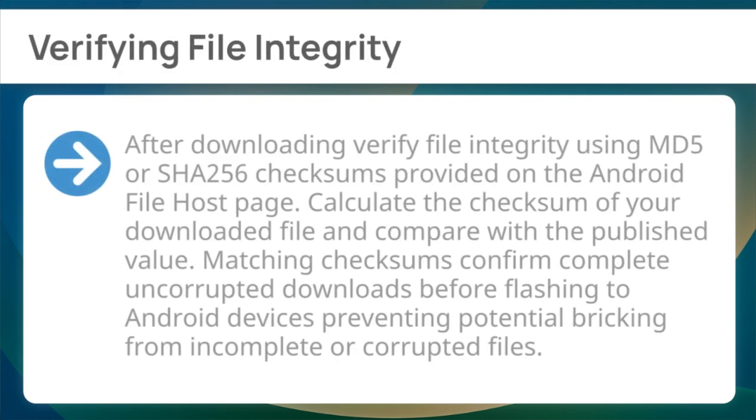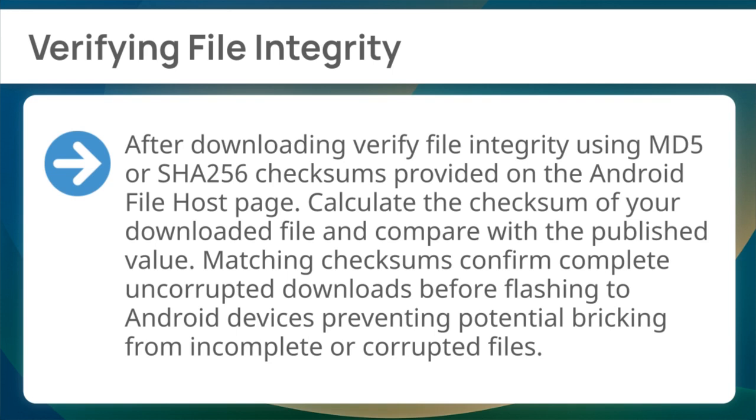Finally, verifying file integrity. After downloading, verify file integrity using MD5 or SHA-256 checksums provided on the Android File Host page. Calculate the checksum of your downloaded file and compare it with the published value. Matching checksums confirm complete, uncorrupted downloads before flashing to Android devices, preventing potential bricking from incomplete or corrupted files.